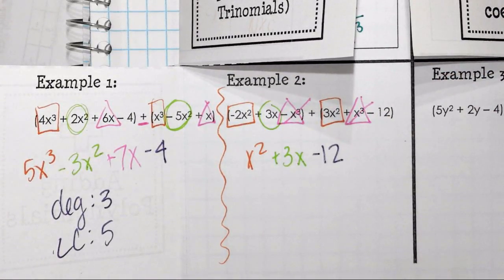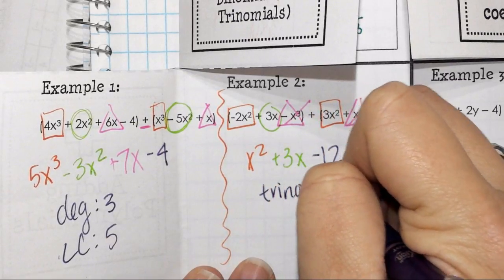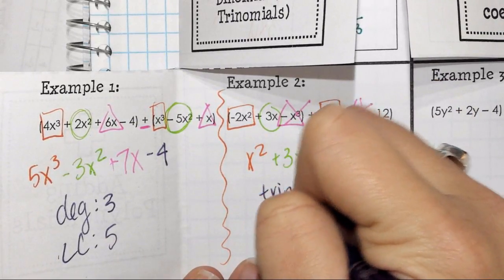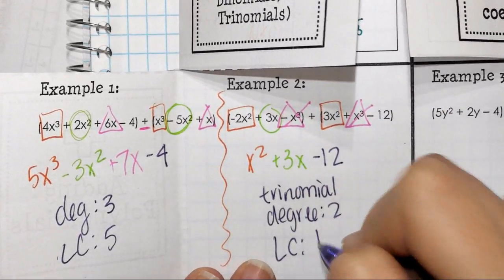Did anybody get that? Awesome. What type of polynomial is it? Trinomial. Good. All right. And what is our degree? Good. And what's the leading coefficient? Awesome. Take a point.